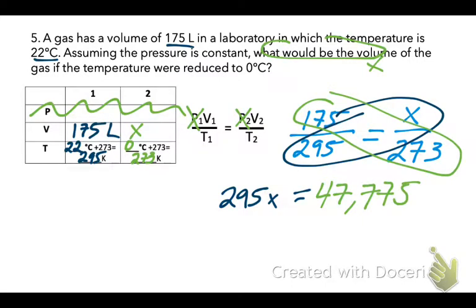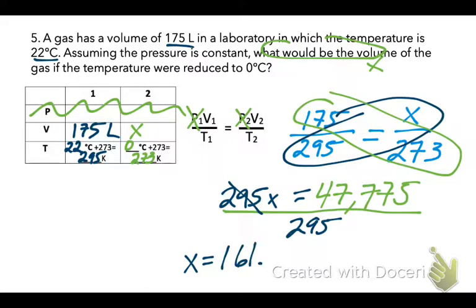295 is next to x, so that means we're going to divide both sides by that number. I kind of write it in the middle, so I know it goes to both sides, but that's what's going to happen. So x will equal 161.9 liters. See, it did decrease. Ta-da! So those are my 5 example questions.